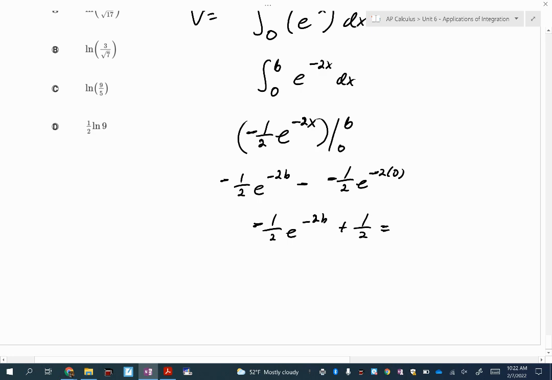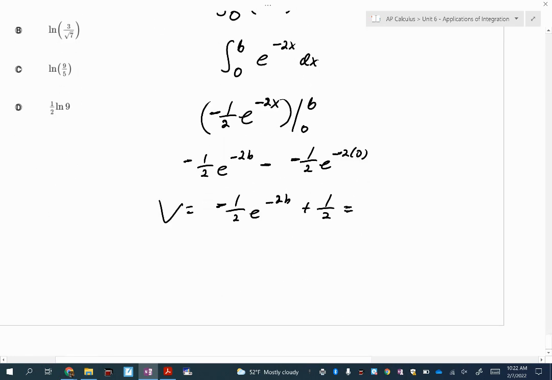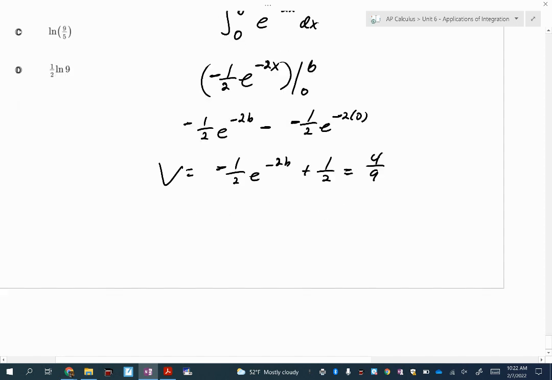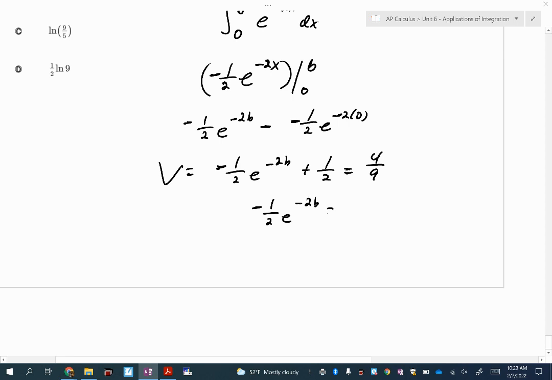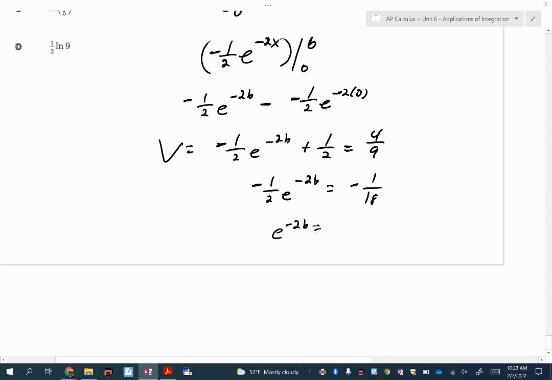It's saying the volume is equal to 4/9. Because again, this is the volume, equal to 4/9. So if I move the 1/2 over with subtraction, a common denominator would be 18. So subtracting 9/18, that's 8/18 minus 9/18, which is negative 1/18. Then I want to move the negative 1/2 over by multiplying by the reciprocal, so negative 2. So that's going to be positive 1/9.